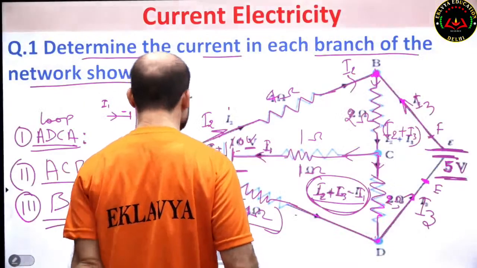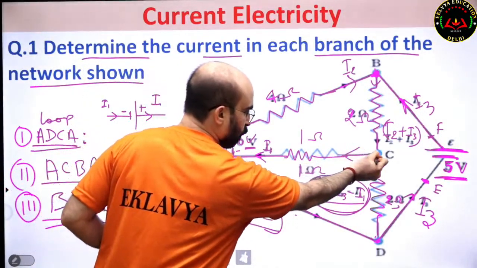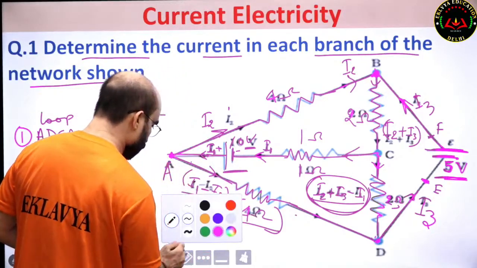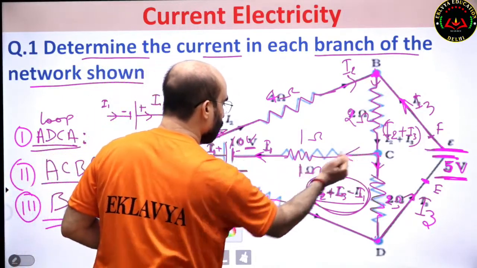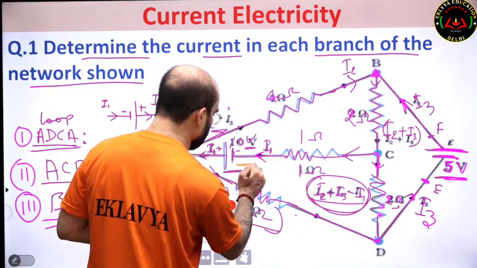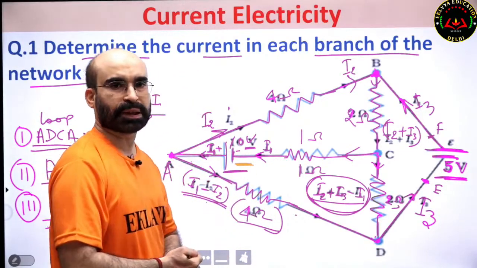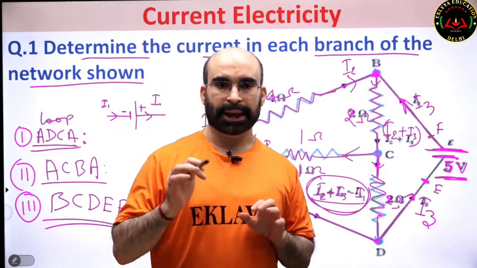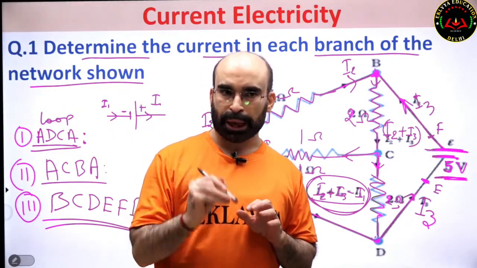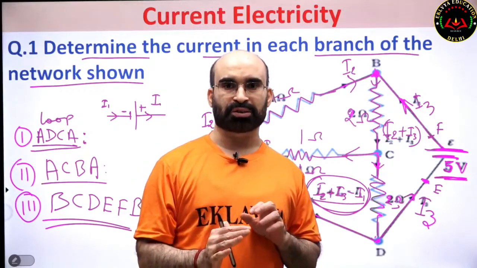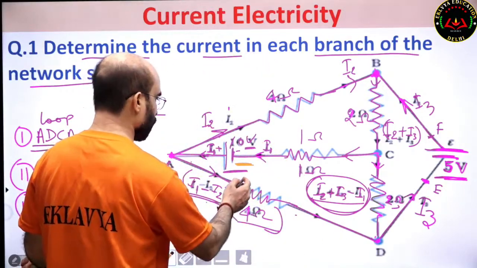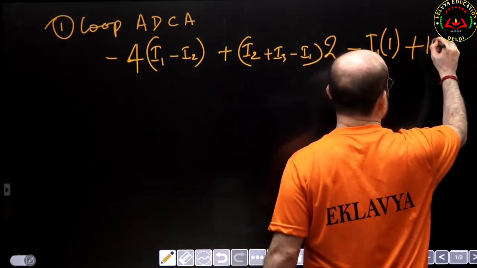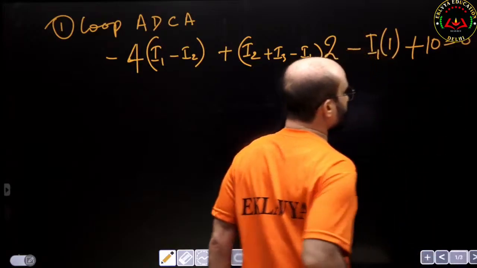Now, while moving from C to A, what are we coming across? We are coming across the negative terminal of the cell first. So if we come across the negative terminal of the cell first, then we need to take the value of EMF to be positive. So this is what we will do: plus 10 equals 0. Is that okay?